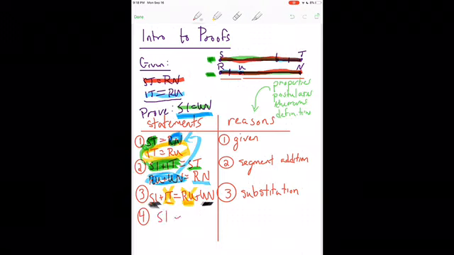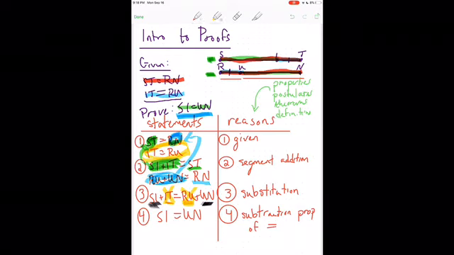So SI is equal to UN. And what did I do there? That is subtraction, and it's the subtraction property of equality, and I'm just going to draw an equal sign for that.